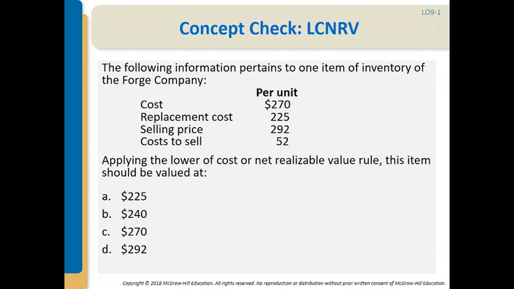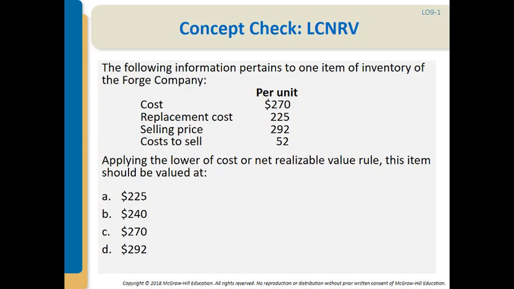All right, so here we have the following information pertaining to one item of inventory of the Forge Company. Cost is $270 for this one item of inventory. Replacement cost is $225. The selling price is $292. The cost to sell is $52. And so the question here, applying lower of cost or net realizable value, this item should be valued at what?